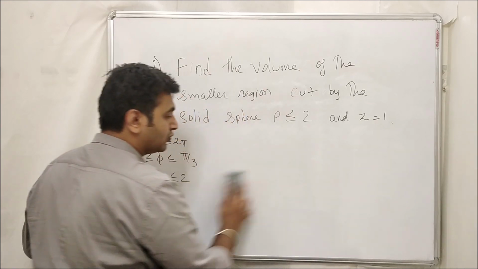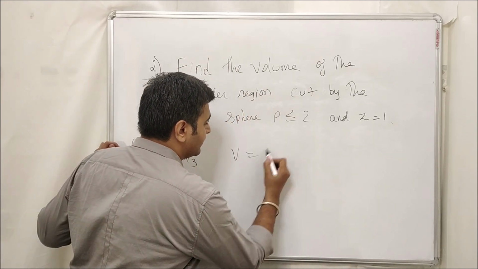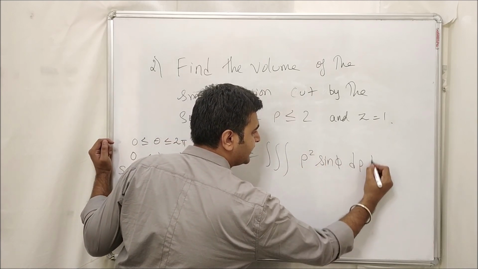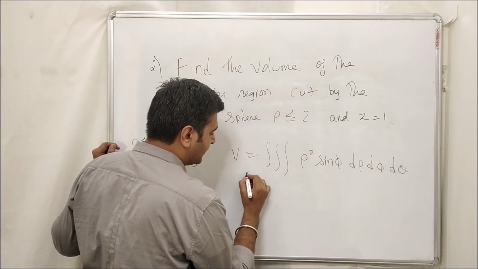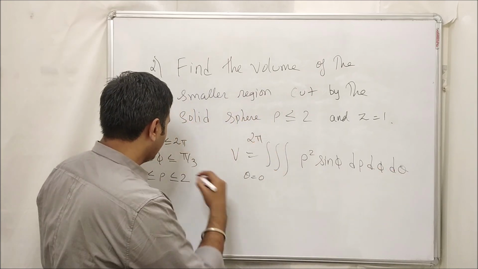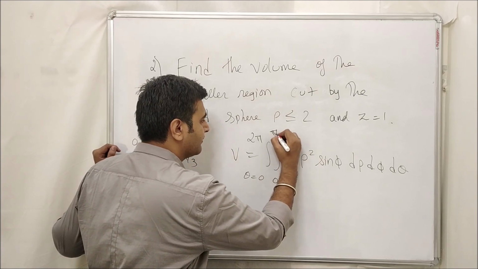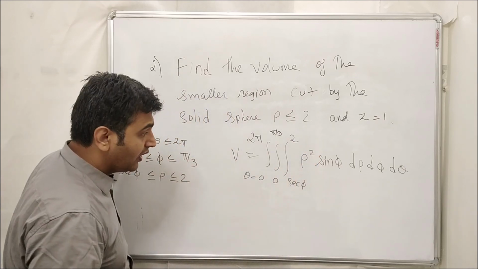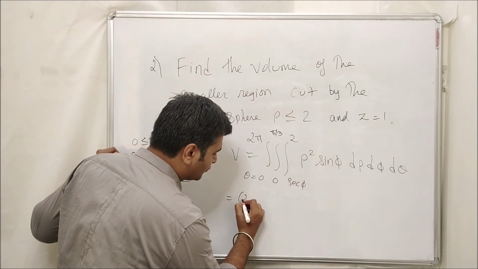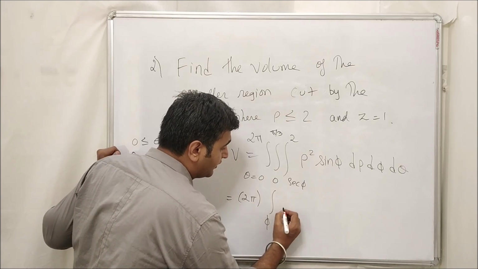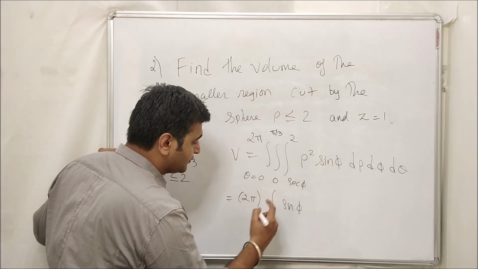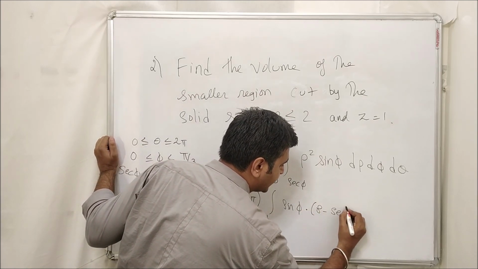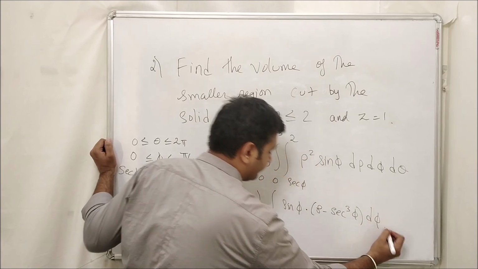So what is the volume? To find the volume, you simply take the triple integration of 1 times the Jacobian, which is rho square sine phi d rho d phi d theta. Theta is going from 0 to 2 pi. Your phi is going from 0 to pi by 3, and rho is going from sec phi to 2. And now this is easy, right? Your theta gives 2 pi. Integration of rho square is rho cube by 3, and you have sine phi over here. Rho cube means 8 minus sec cube of phi, d phi.